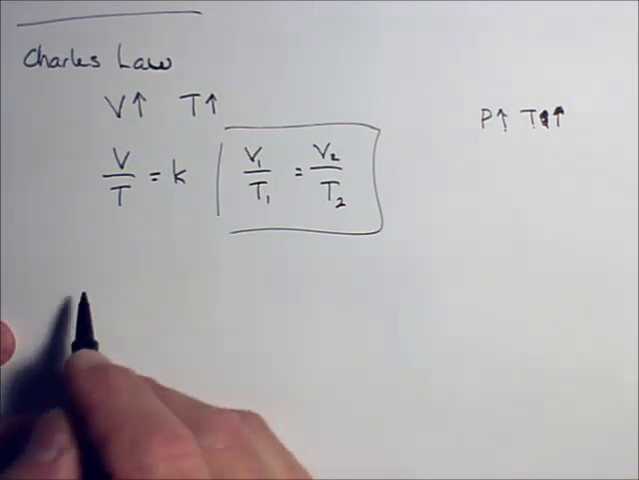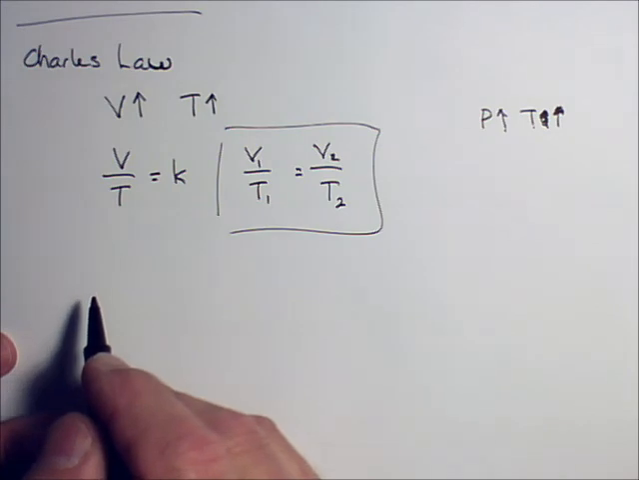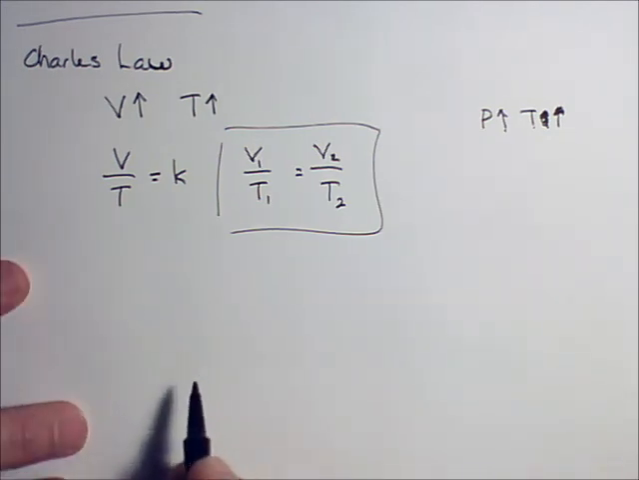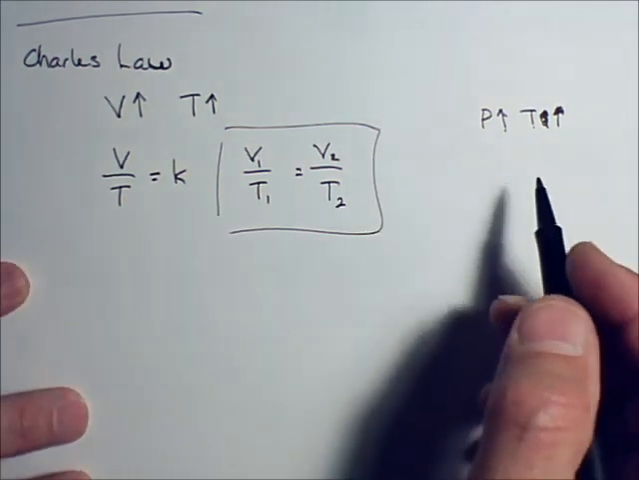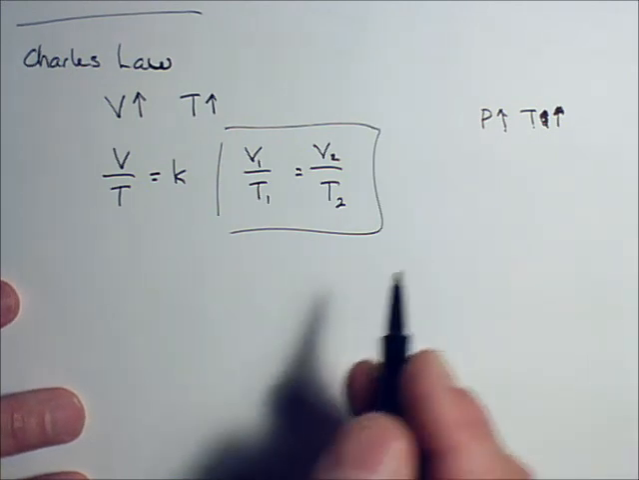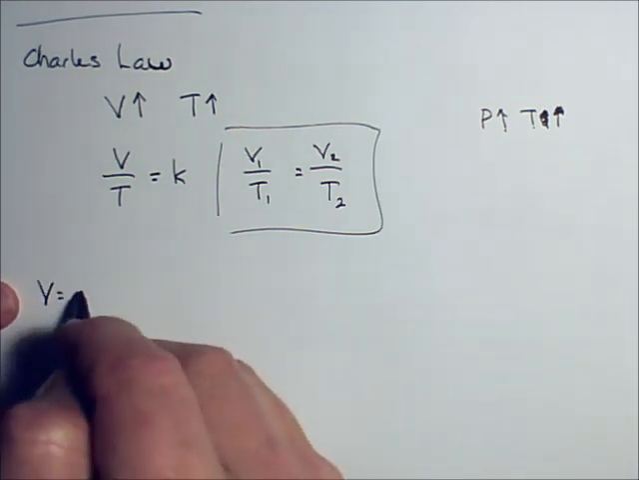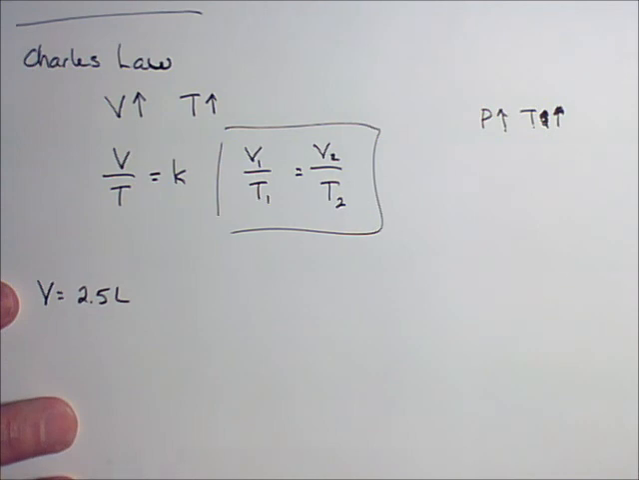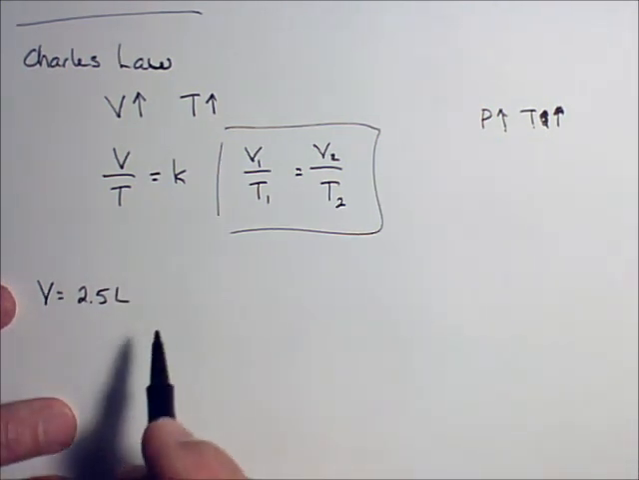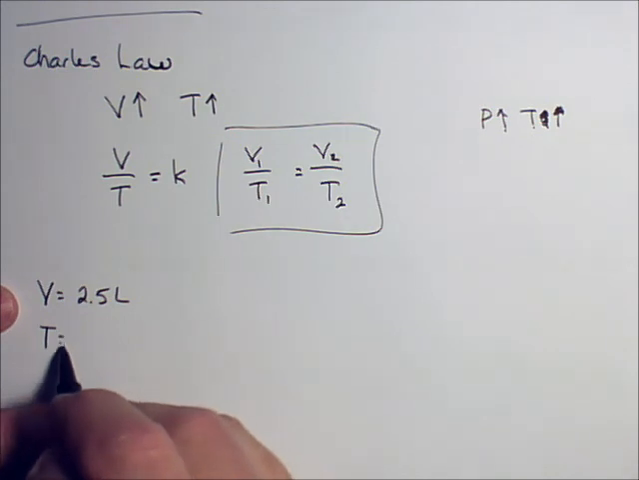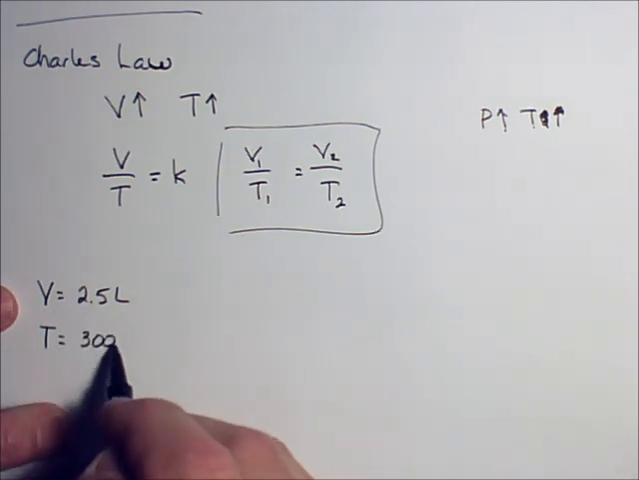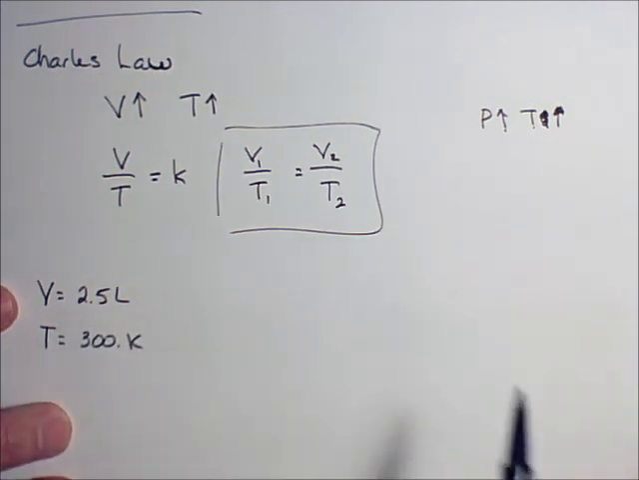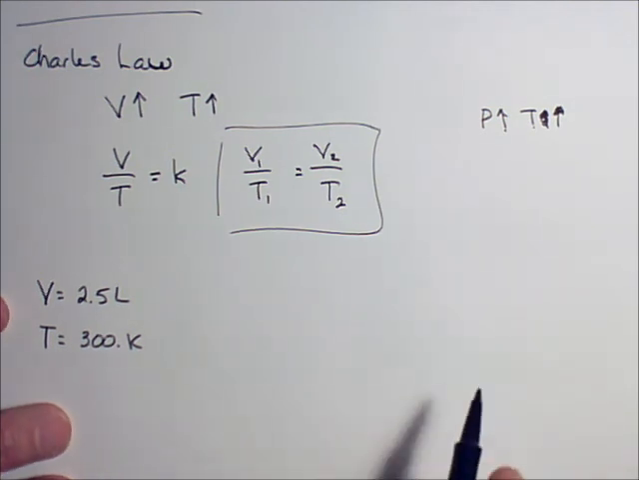All right, let's look at what we're going to do. Let me give you a problem. Let's suppose we have a volume of gas that's 2.5 liters, and that volume of gas is held at a temperature of 300 K. I'm going to write this out so you don't have to change the temperature, but we'll talk about that in a minute.